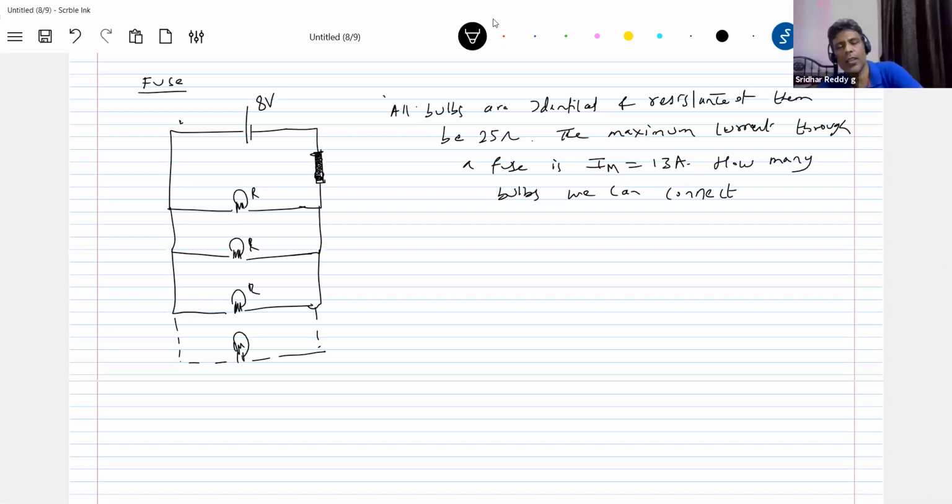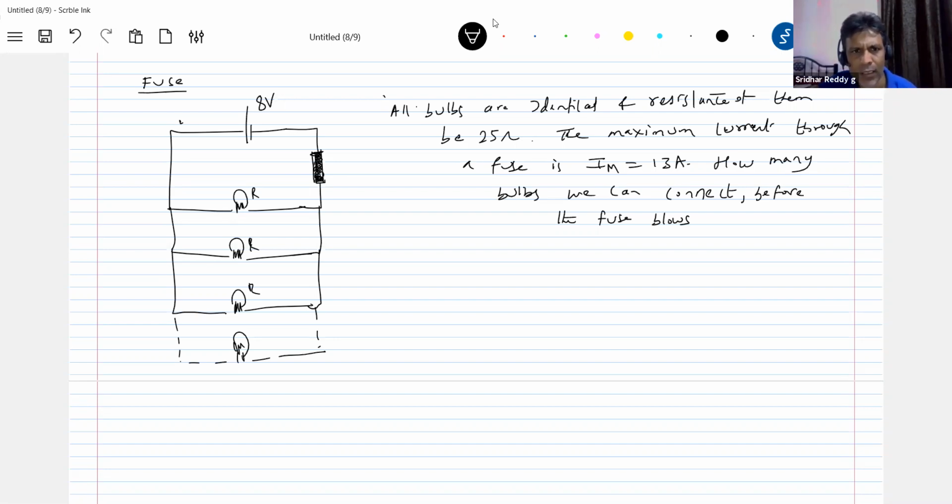How many bulbs can we connect before the fuse blows? What is the fuse? It's a wire. Just a copper wire.